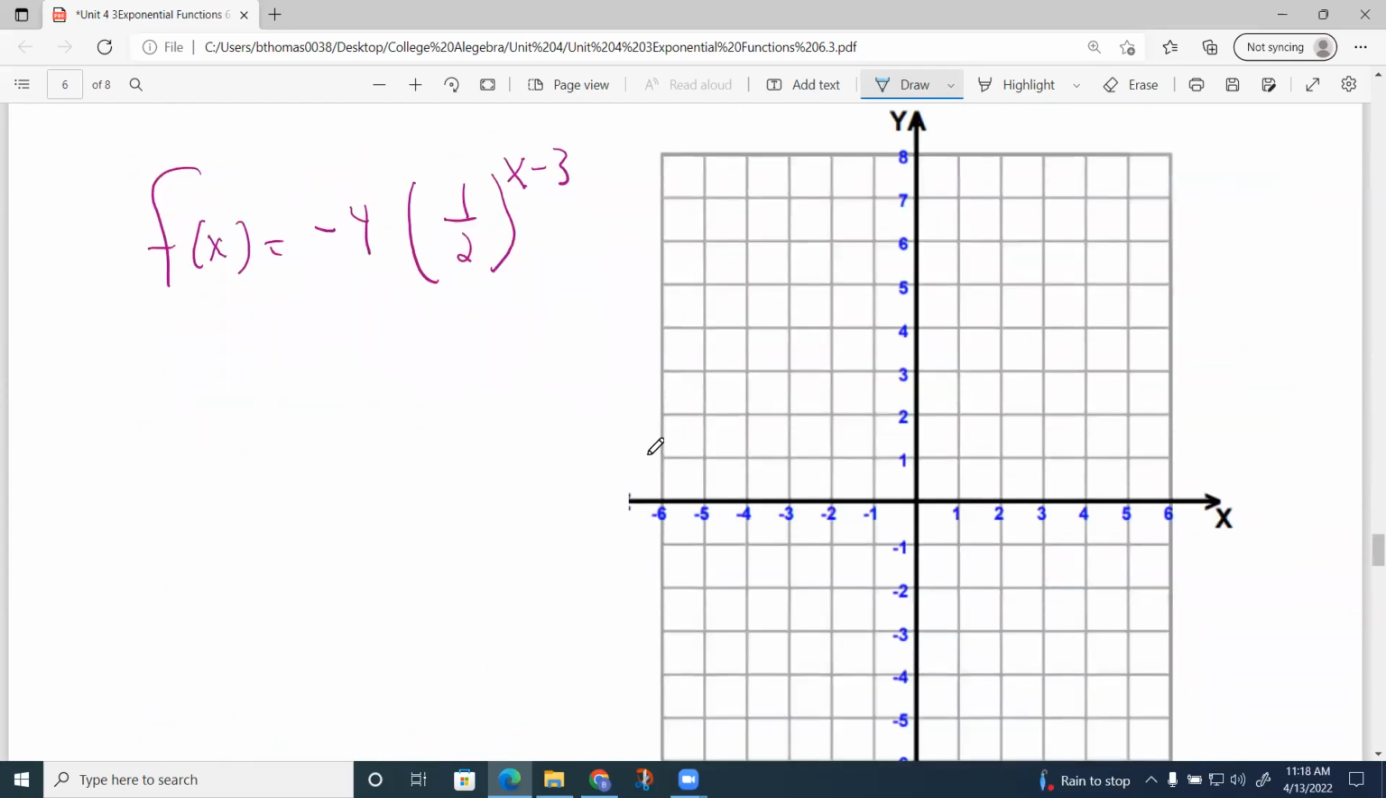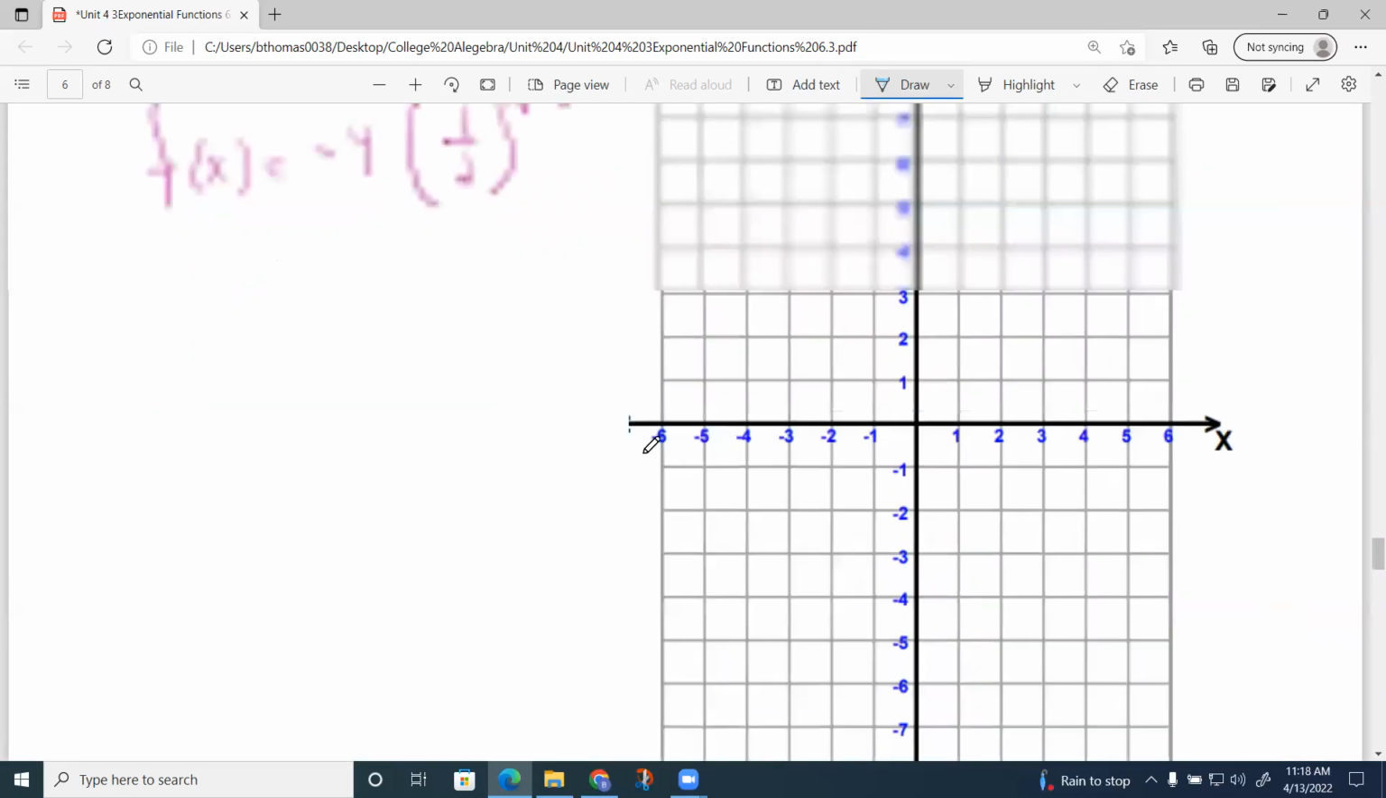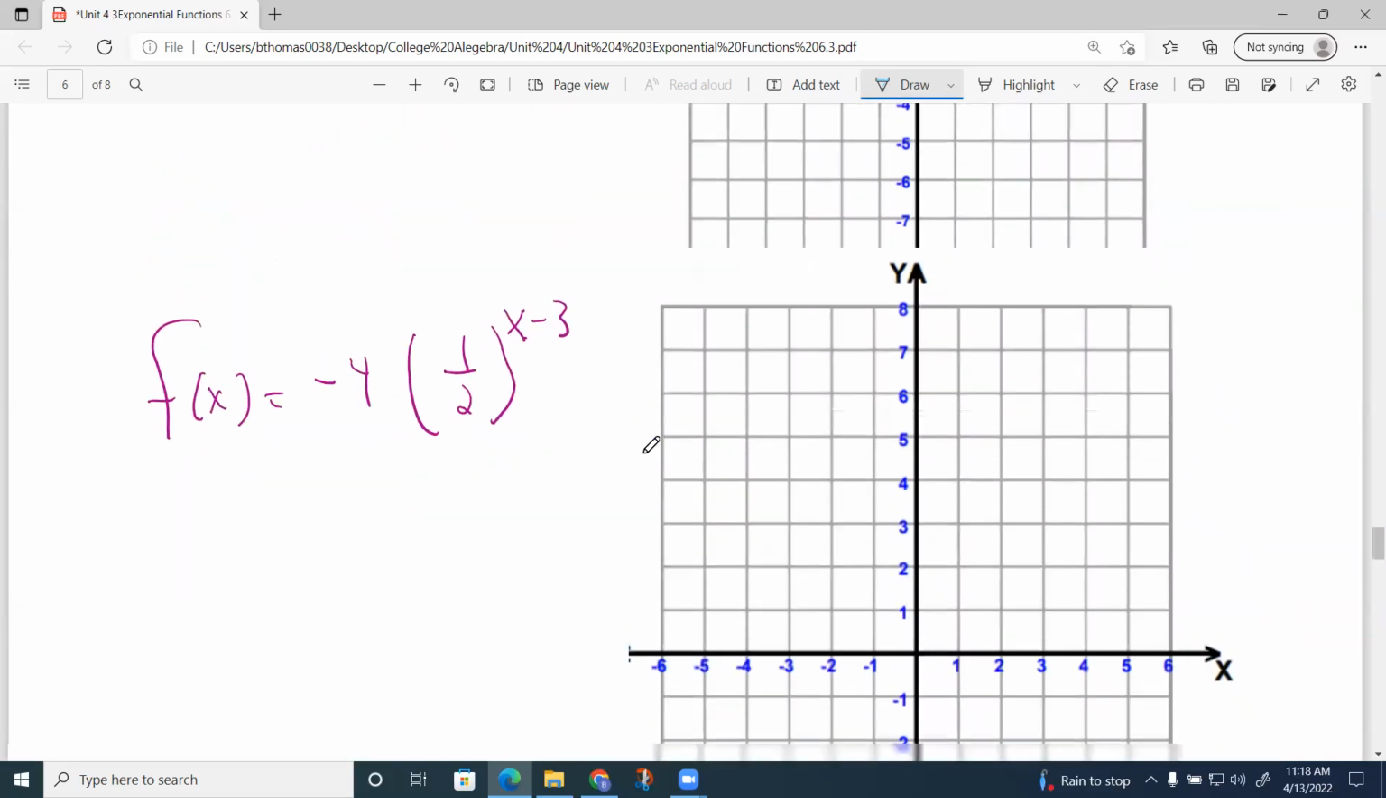So let's look at another one here. I think this is the last one. Yeah. So one more graph here like this.